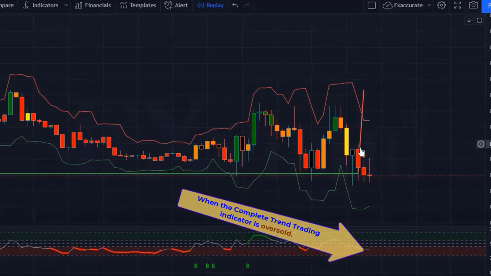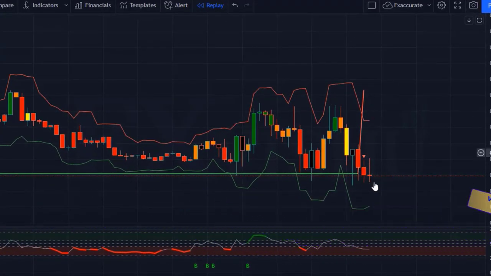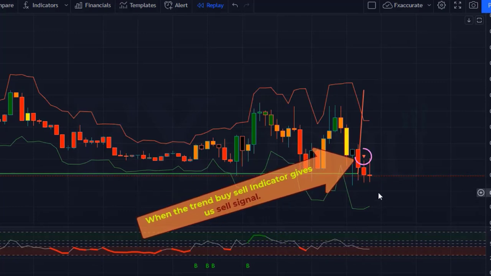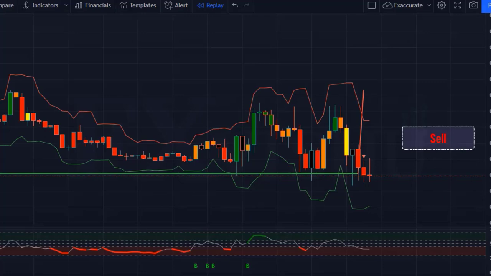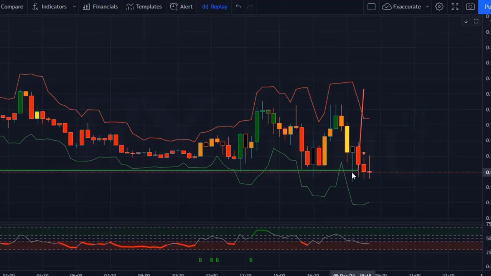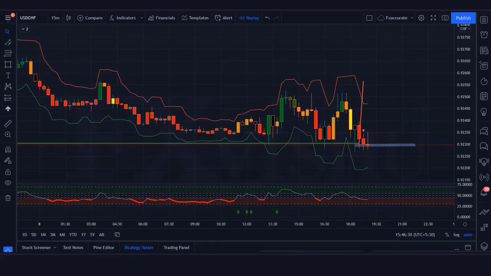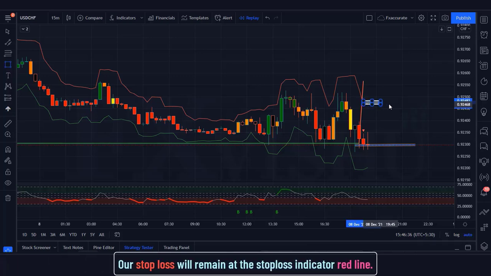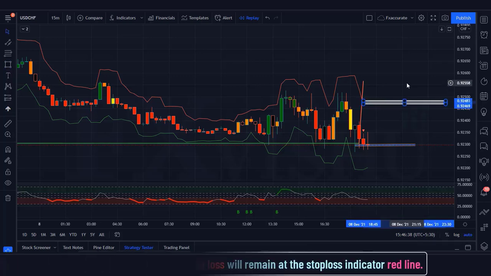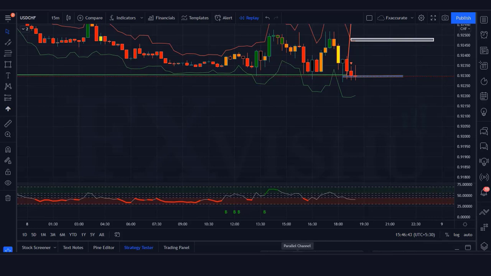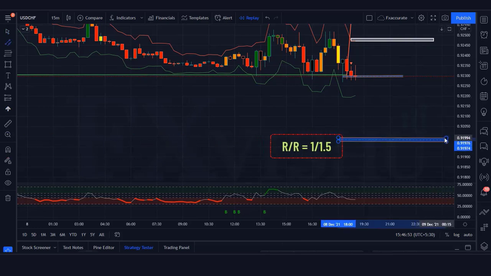When the complete trend trading indicator is oversold, and when the trend buy sell indicator gives us a sell signal, if this condition is fulfilled, then we will place a sell order. Our stop loss will be at the stop loss indicator red line. And the risk to reward ratio will be 1:1.5.